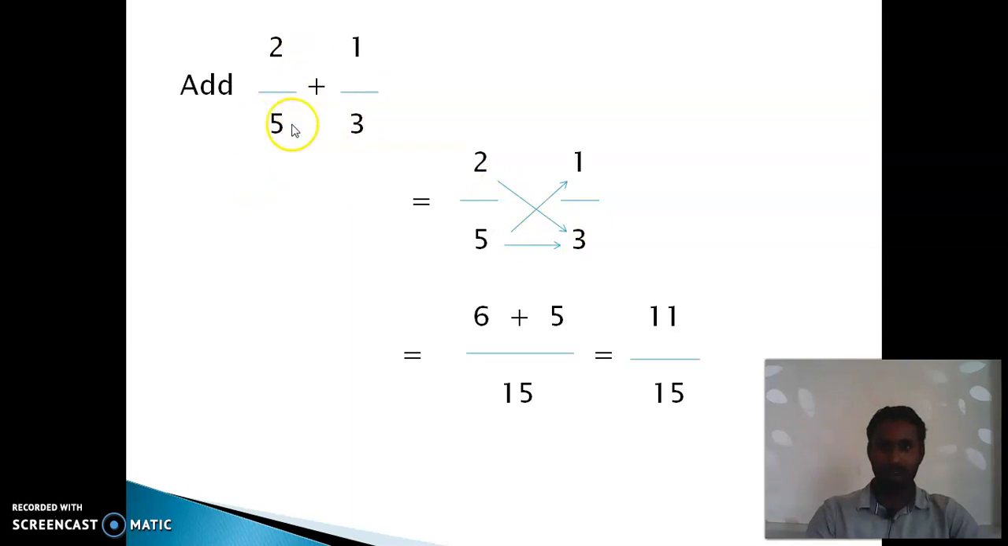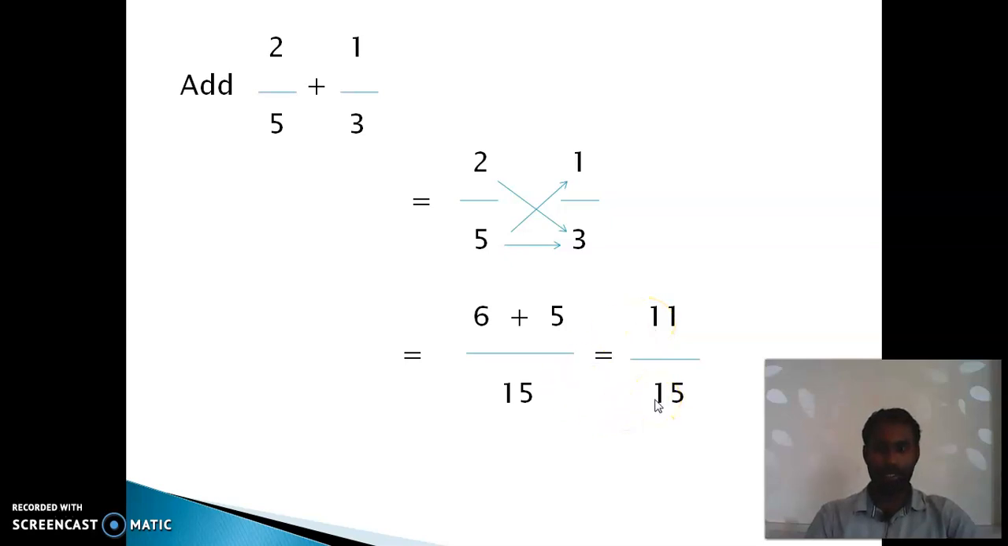Next at the bottom, 5. Directly you have to put one arrow mark opposite that number, 1. So 5, 1. And 5 into 3, opposite. So this arrow mark represents multiplication, as I said earlier. So 2 into 3, 6. 5 into 1, 5. So plus 5. We have to add it. And 5 into 3 is equal to 15. So 6 plus 5, 11 divided by 15.